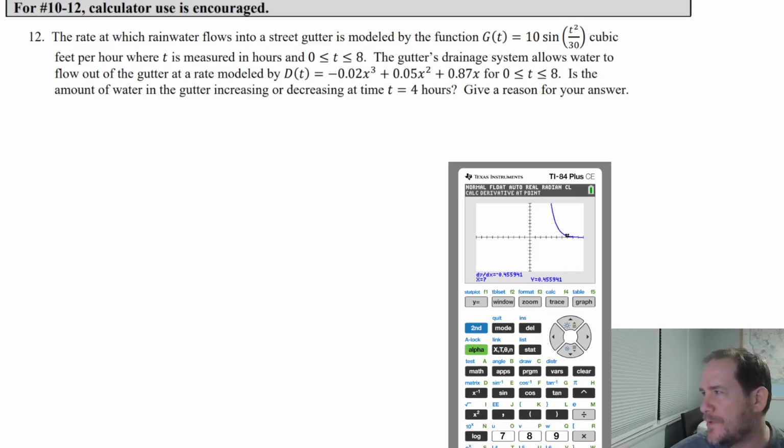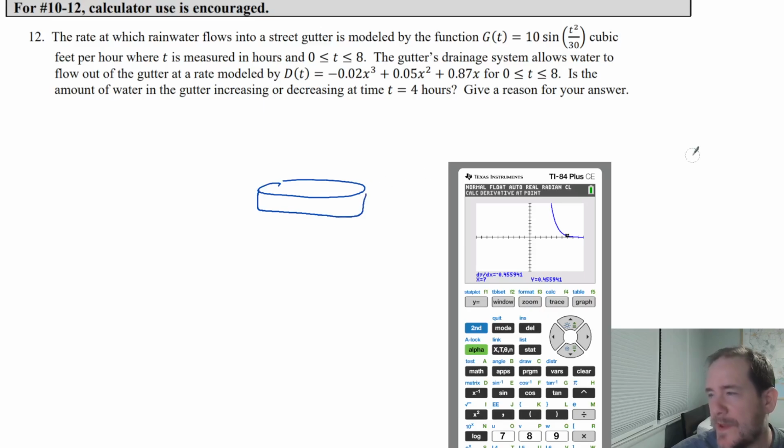This is sort of two opposing rates. So just imagine you had a gutter on your house, and let's just picture the gutter as a random container. It doesn't matter. But basically what's happening is water is flowing in at a certain rate, and that rate is g of t.